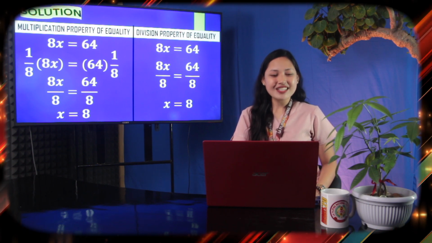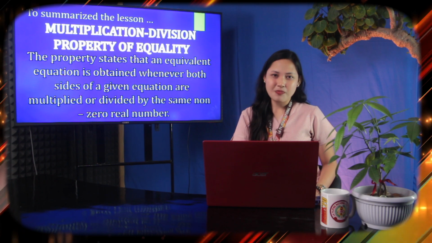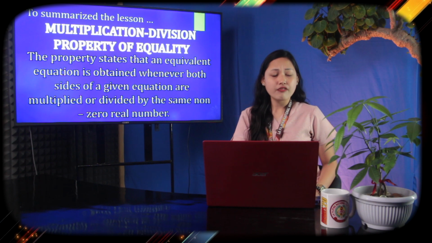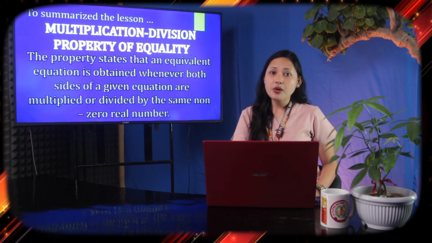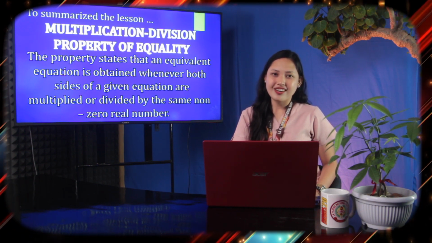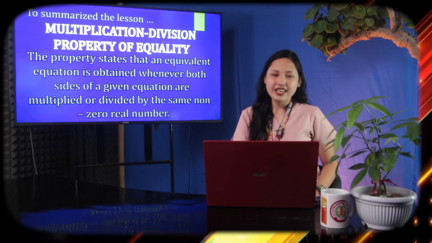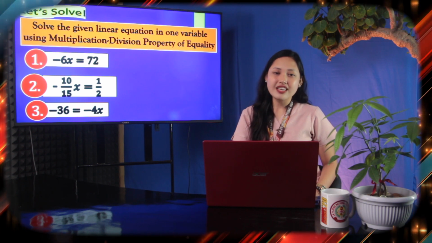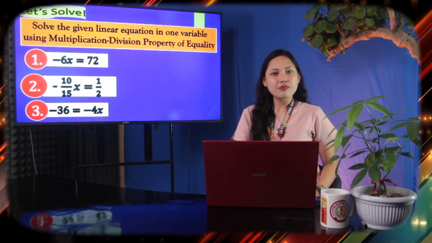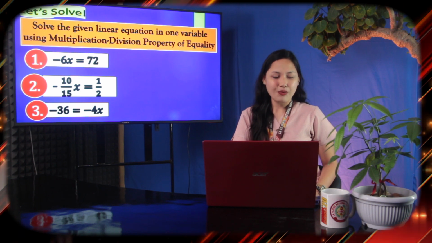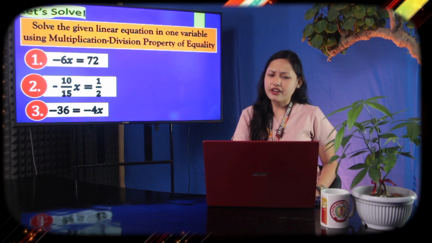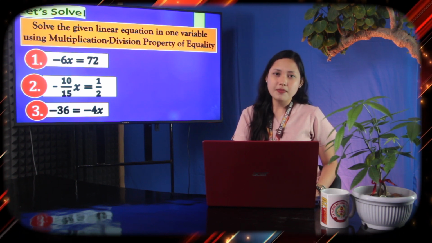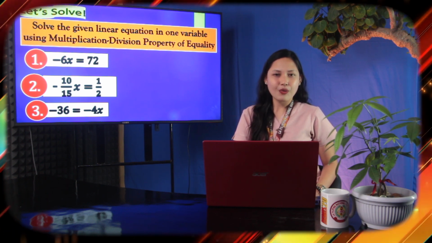So, to summarize our lesson, the multiplication and division property of equality states that an equivalent equation is obtained whenever both sides of a given equation are multiplied or divided by the same non-zero real number. Now, let's solve! In 5 minutes, solve the given linear equations in one variable using the multiplication and division property of equality.